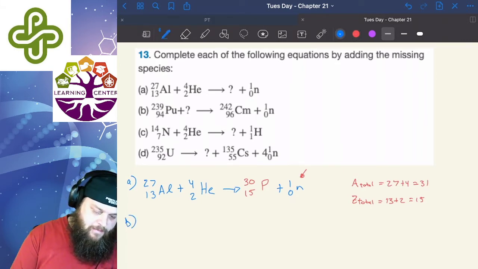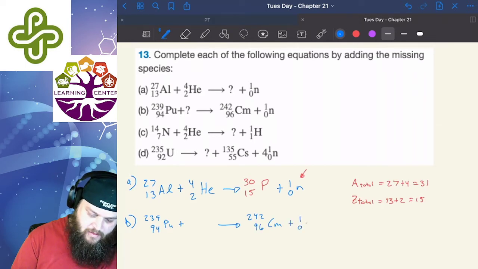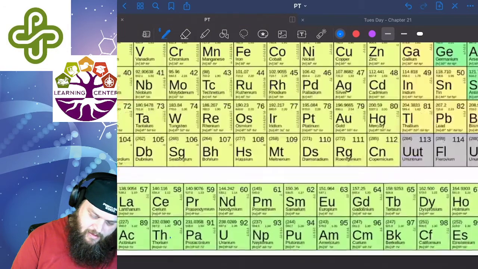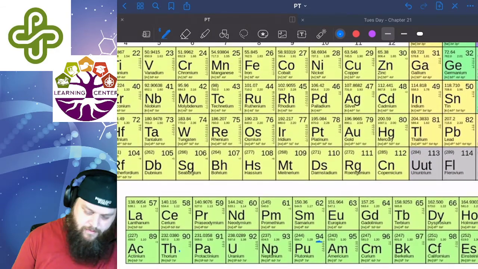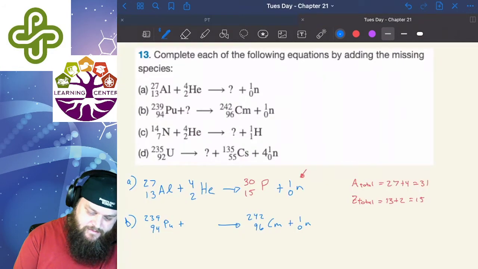For part B, we have 239, that's plutonium 239, which has 94 protons in its nucleus, and we're adding something to that. It's going to capture something to create 242 Cm, 96 plus 1 neutron. So looking at the periodic table again, we see plutonium is down here, number 94, and we can see that curium is Cm, and that has 96. And that's what we had there.